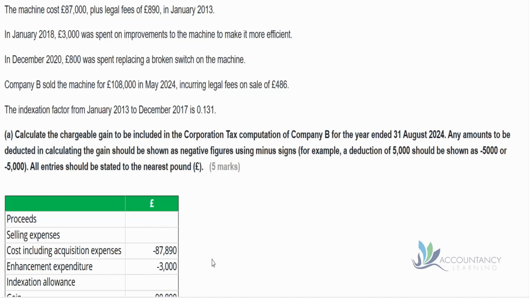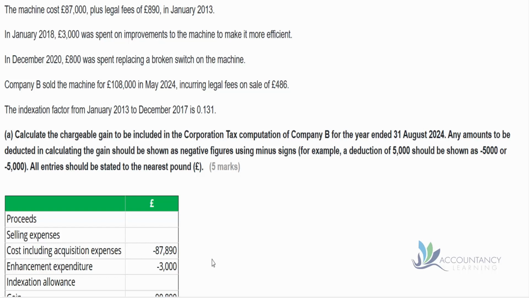And then in December 2020, 800 was spent on replacing a broken switch on the machine. So that is not improving the machine, is it? So for tax purposes, we treat this as a repair, as an expense, and that's not going to be part of our capital gains. So that 800 expense would be deducted from our trading profits rather than included in this calculation.